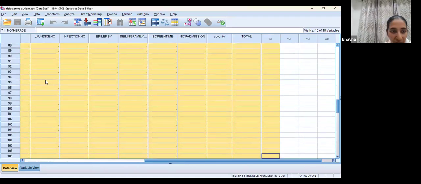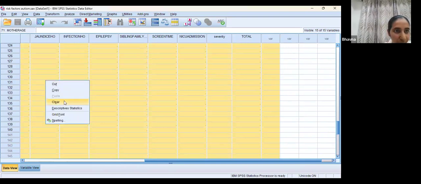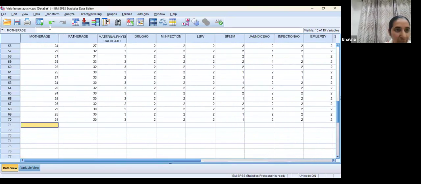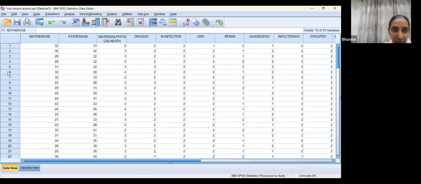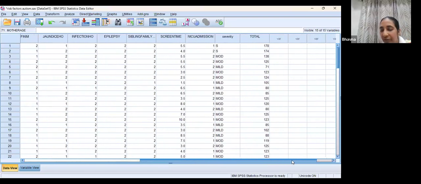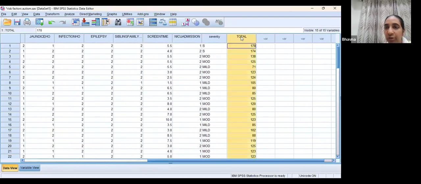We have taken 70 kids and their demographic data has also been taken. This is the data for 70 people. What we have done is we have taken the age of the mother, the age of the father, and a scale has been used to see if they are autistic. Forget about all the columns, just concentrate on this column.